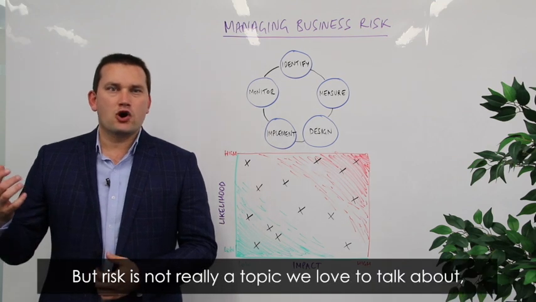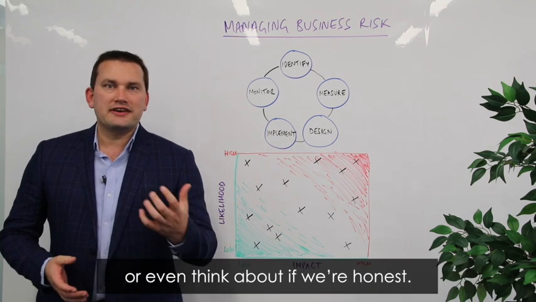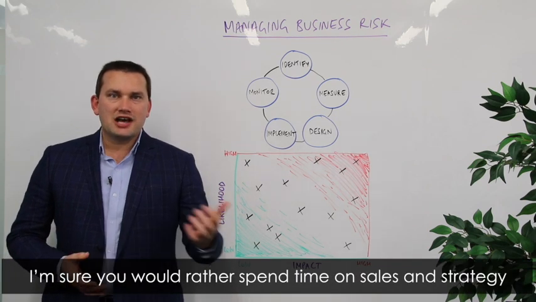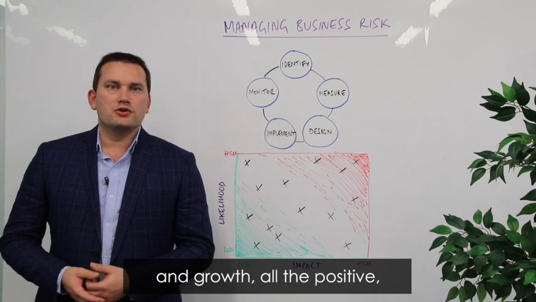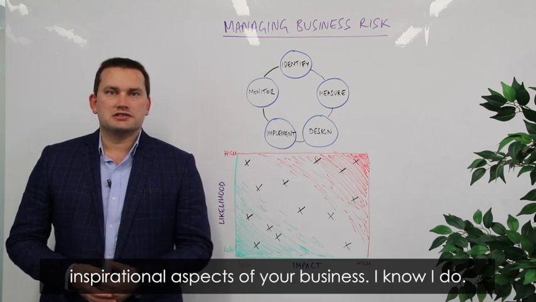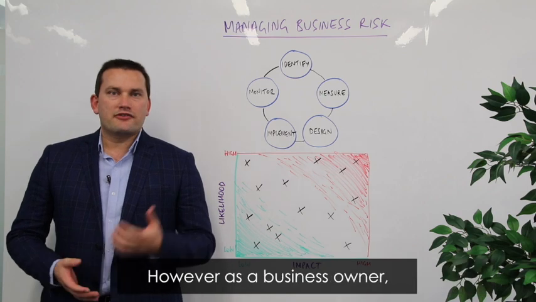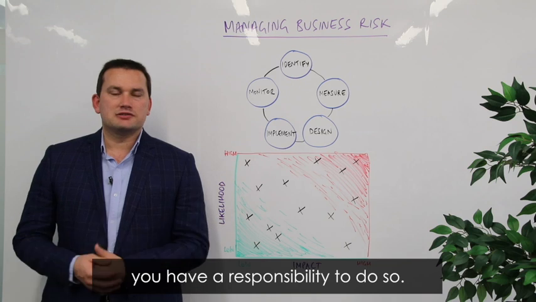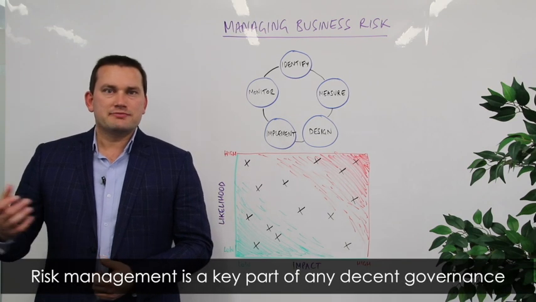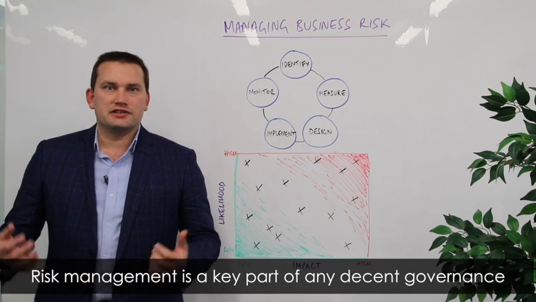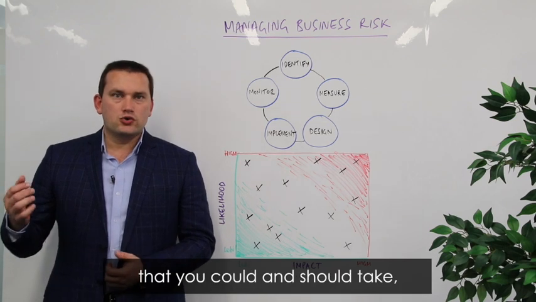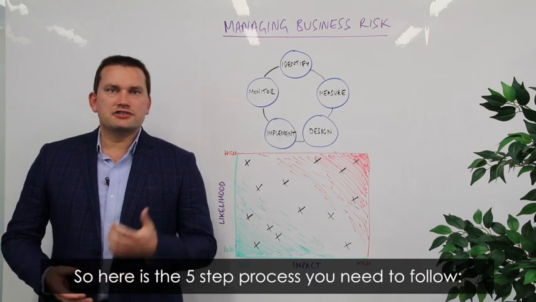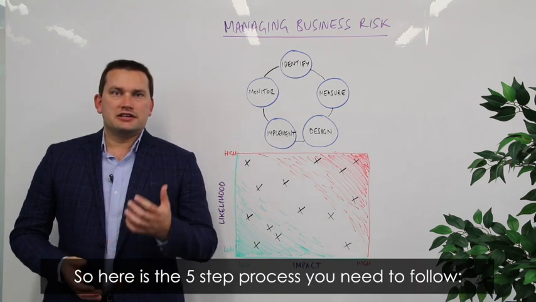But risk is not really a topic that we love to talk about, or even think about if we're honest. And as a business owner, I'm sure you would rather spend time on sales and strategy and growth, all the positive, inspirational aspects of your business. I know I do. However, as a business owner, not only should you be spending time on managing your risk, you have a responsibility to do so. Because risk management is a key part of any decent governance framework, and there are measures that you could and should take to mitigate your business risk. So here is a 5-step process that you need to follow.